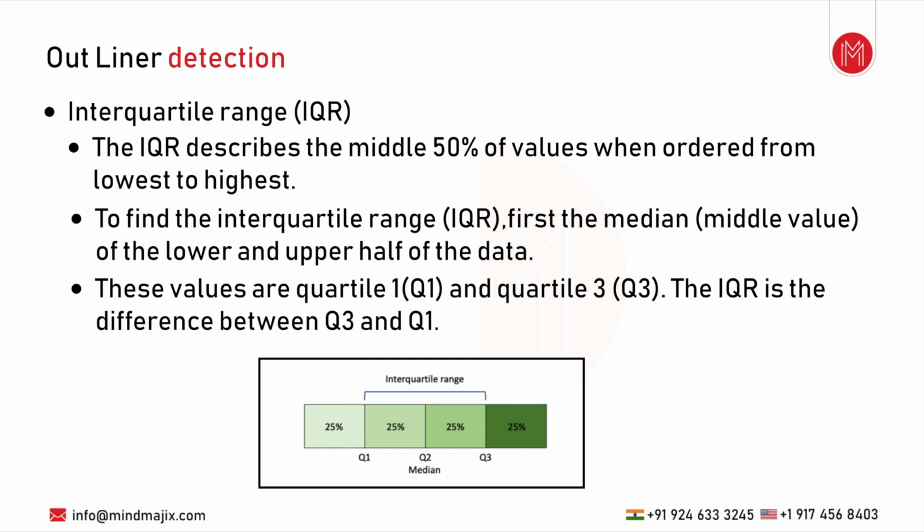IQR describes the middle 50% of the values when ordered from lowest to highest. To find the interquartile range, you just need to find the median, or the mid value, of the lower and the upper half of the data. These values are Q1, Q2, and Q3, and Q1 is subtracted from Q3 to find the interquartile range for you.